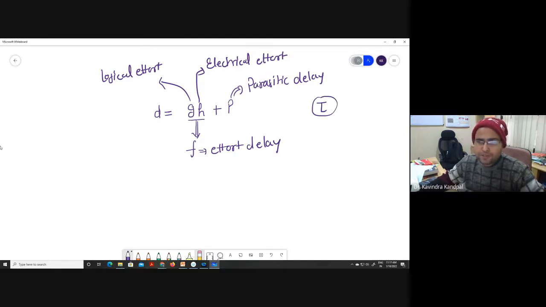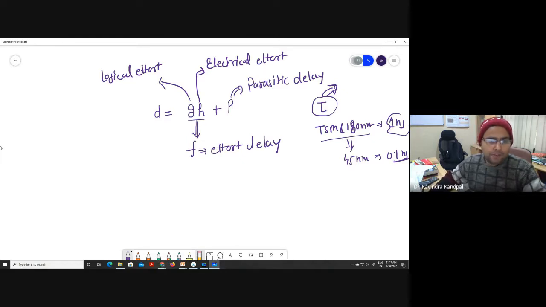For example, if I say TSMC 180 nanometer technology, let's say the delay is 1 nanosecond. And if you're going down, let's say in 45 nanometer technology, maybe it has been rounded up to 0.1 nanosecond or in picosecond. So it is dependent upon the technology node and the process. Usually this information is given to you, and you are supposed to tell the delay in terms of D or in terms of FO4 delay. I will be telling you how to define the delay in that way.